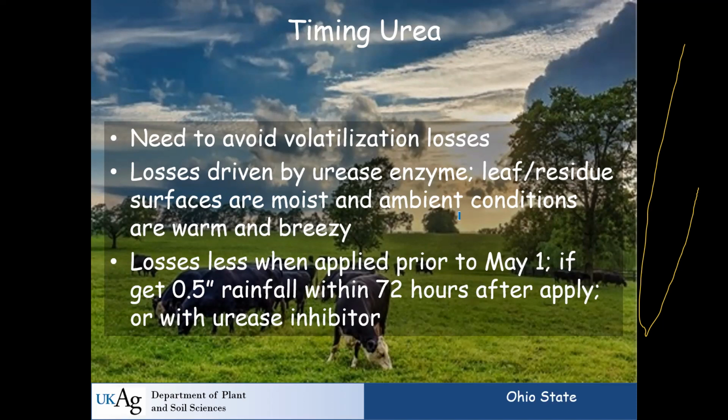The urease enzyme lives even more concentrated on leaf and residue surfaces. And if you have moist, warm, breezy conditions, you can have significant volatilization losses. Now, because it's less warm prior to May, usually losses are less. If you get a half-inch rainfall within 72 hours, you get less loss, or with a urease inhibitor, you get less loss.